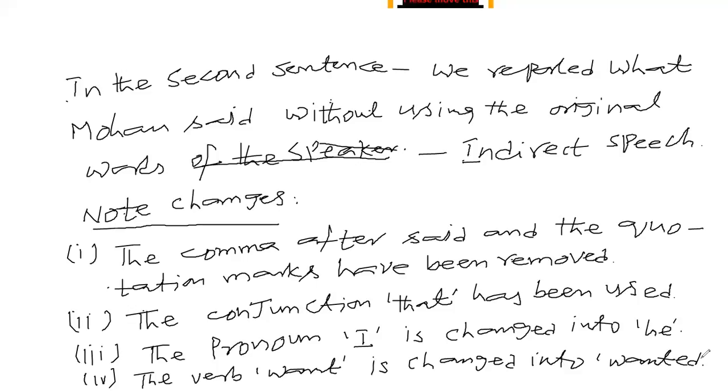Right? These are the changes which have taken place at the time of converting direct speech into indirect speech. The example given at the beginning: Mohan said, "I want to become a doctor." Mohan said that he wanted to become a doctor. When we converted direct into indirect speech, these are the changes that have occurred, and these are the things we need to notice carefully. Mainly, these are the changes which take place at the time of conversion of direct into indirect speech. Right? This is very important to be noted.